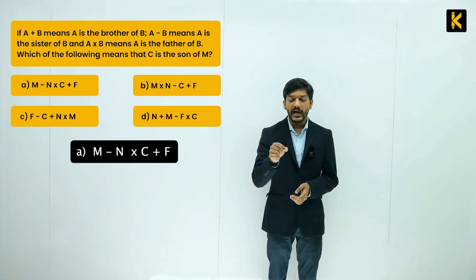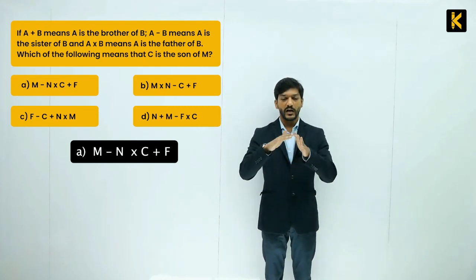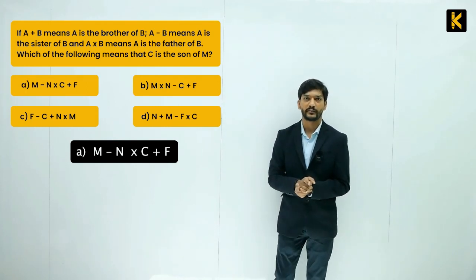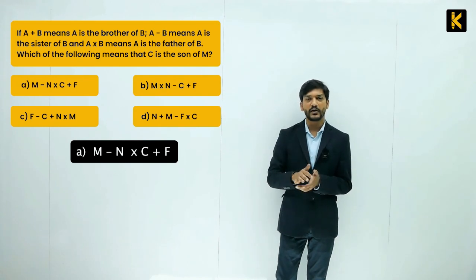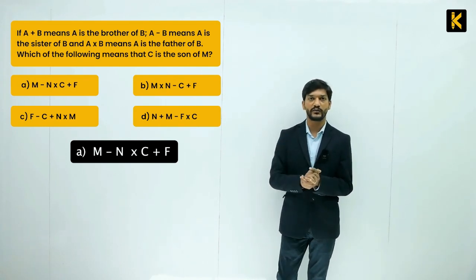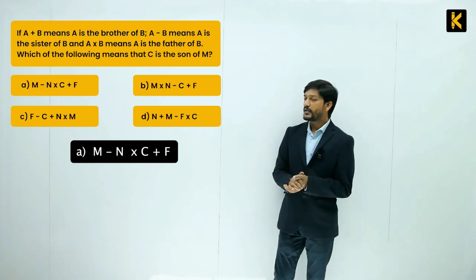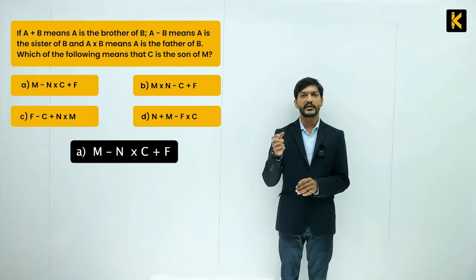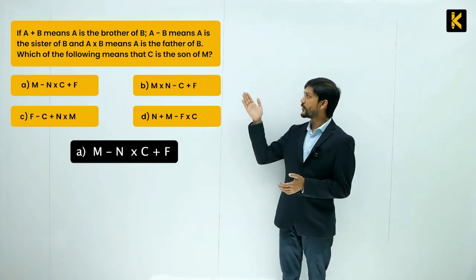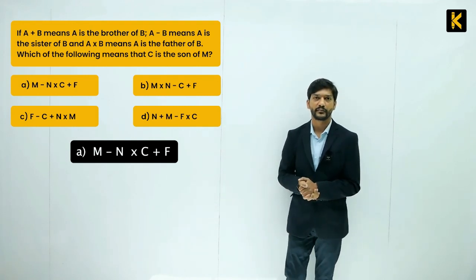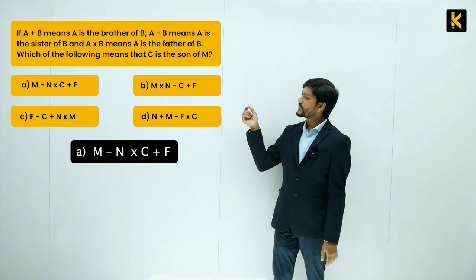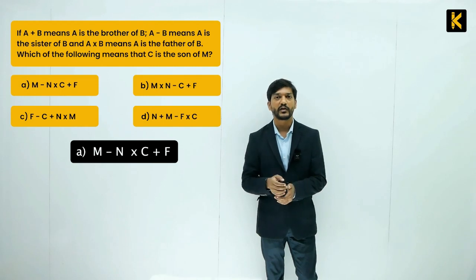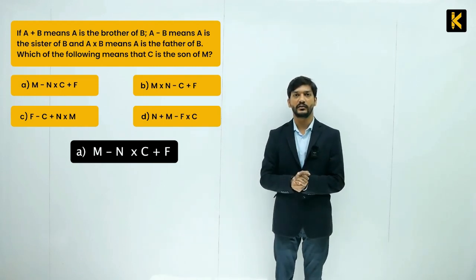Option A is actually a blood relation diagram which that person has drawn, but it may not look like the diagrams we have observed. It is something like M minus N cross C plus F. So minus, plus and cross are relations. This is a blood relation diagram, but the symbols used are not our symbols, so we will convert it into our representation.